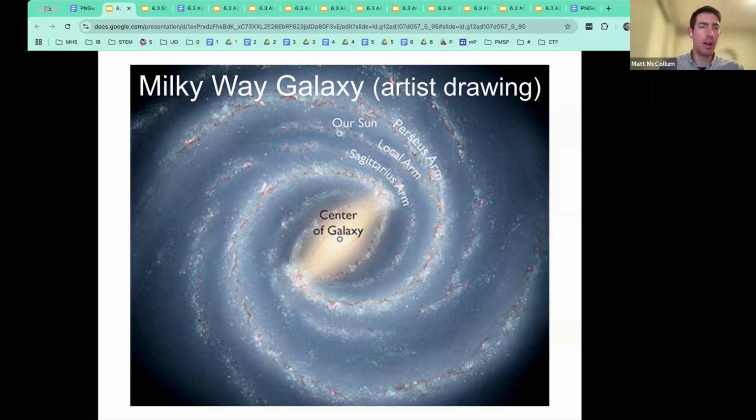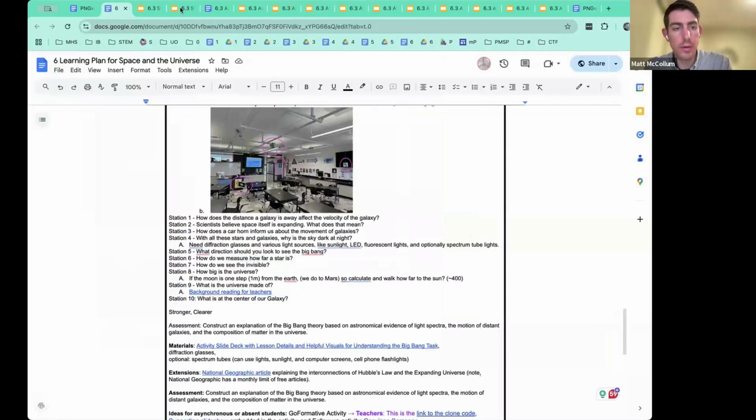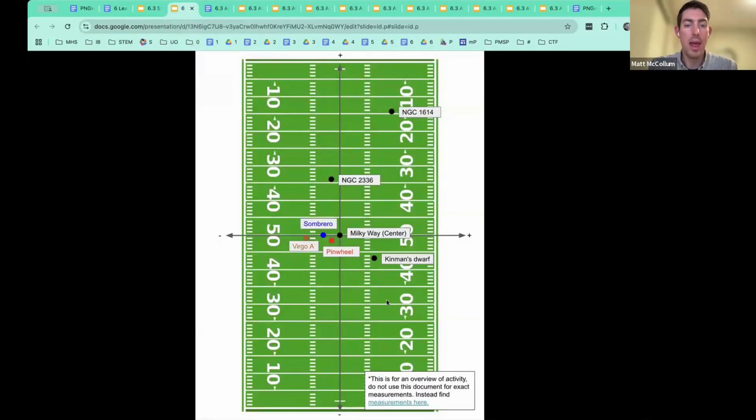And that leads us to the first station. Maybe come back to this slide and click one tab over. So this first station, again, is meant to inspire a little bit of awe. And so we set up a two-scale model of several galaxies in the universe. Some of them are closer, some of them are further away, and we have a football field scale.